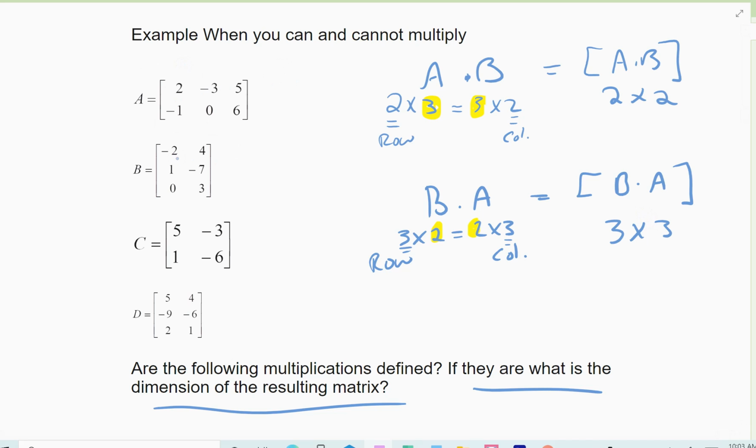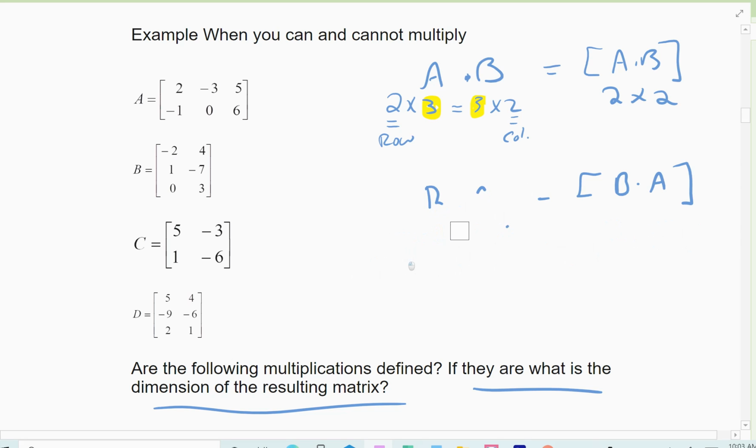When I flip the multiplication and I do B and then A, I get a bigger matrix. I get a 3 by 3 matrix. So order matters. The next ones I was going to look at were B and D, and C and D. We'll do B and D first, so I'm going to erase it because I think it's easier to see my matrices and talk about them at the same time.